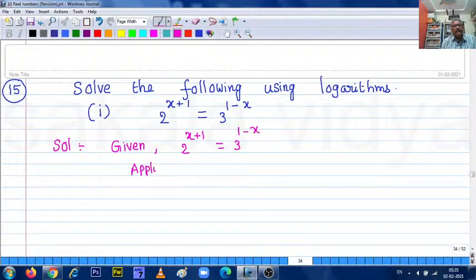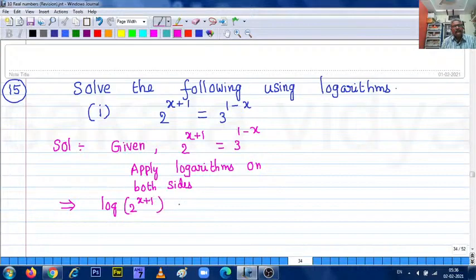Apply logarithms on both sides. Logarithms on both sides. So that means the next step is like this. Log of 2 power x plus 1 equals log of 3 power 1 minus x. See, you need to follow how I am going to read all these things also. Log of 2 power x plus 1 equals log of 3 power 1 minus x. You repeat yourself also after me.